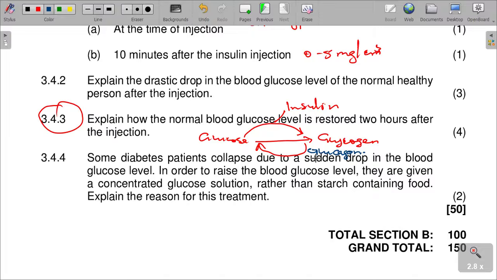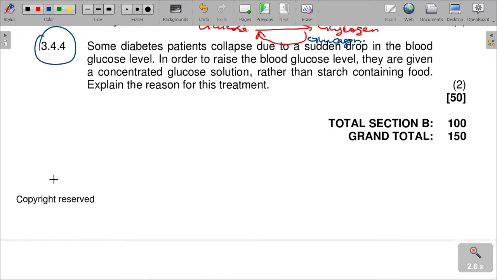And then, which actually causes the muscles and liver to convert stored glycogen into glucose, and then raising back the glucose level to normal. And then last question 3.4.4. Some diabetes patients collapse due to sudden drop in the blood glucose level. In order to raise the blood glucose level, they are given a concentrated glucose solution rather than starch-containing food. Explain the reason for this treatment.